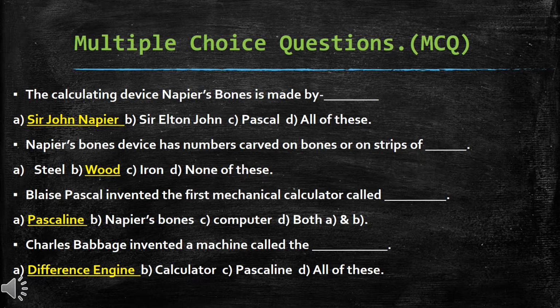Blaise Pascal invented the first mechanical calculator called dash. Options are Pascaline, Napier bones, computer, both A and B. Your answer is Pascaline. Charles Babbage invented a machine called the dash. Difference engine, calculator, Pascaline, all of this. The answer is difference engine.